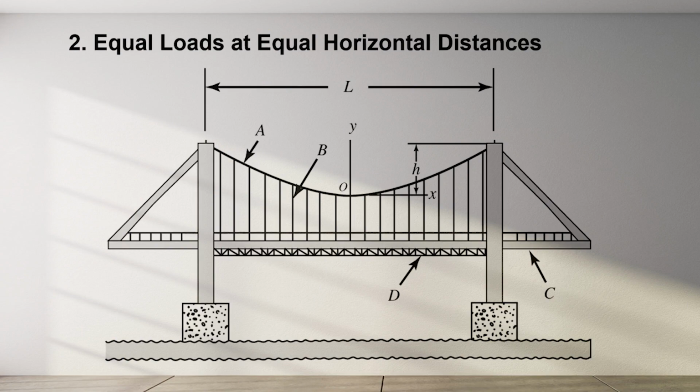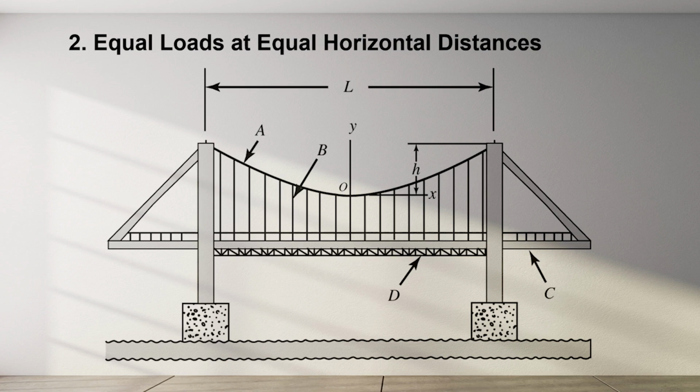The second cable load type is the equal loads at equal horizontal distances. The most common example for this type of loading is the basic suspension bridge. Weights of bridge deck, roadway, and vehicular traffic are transmitted to the main cables by equally spaced vertical cables called suspenders of varying lengths. Cable weights are generally considered negligible compared to those of the deck and roadway.